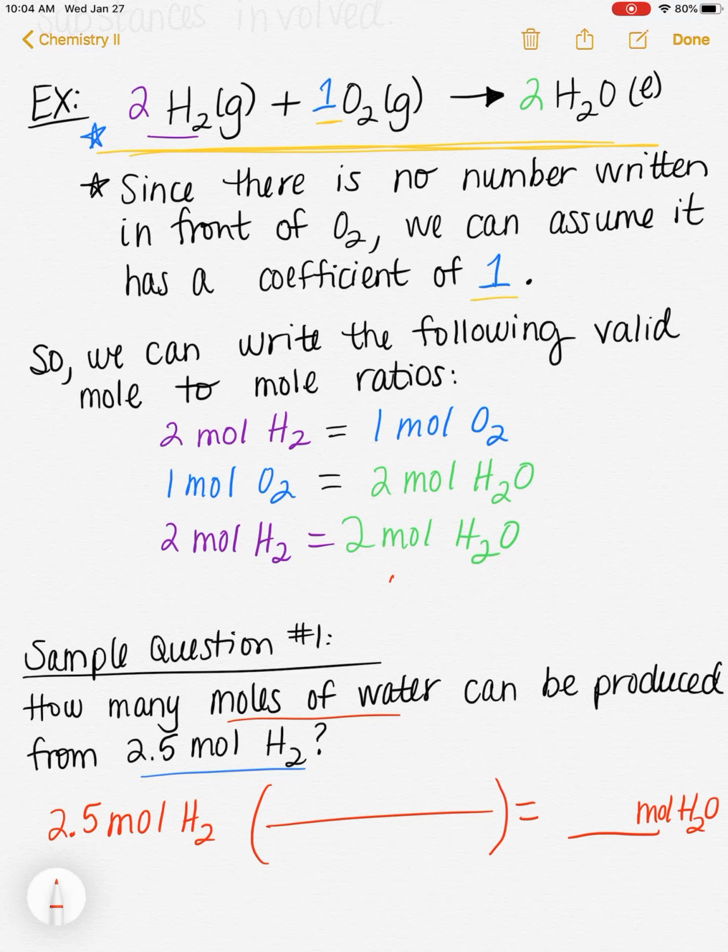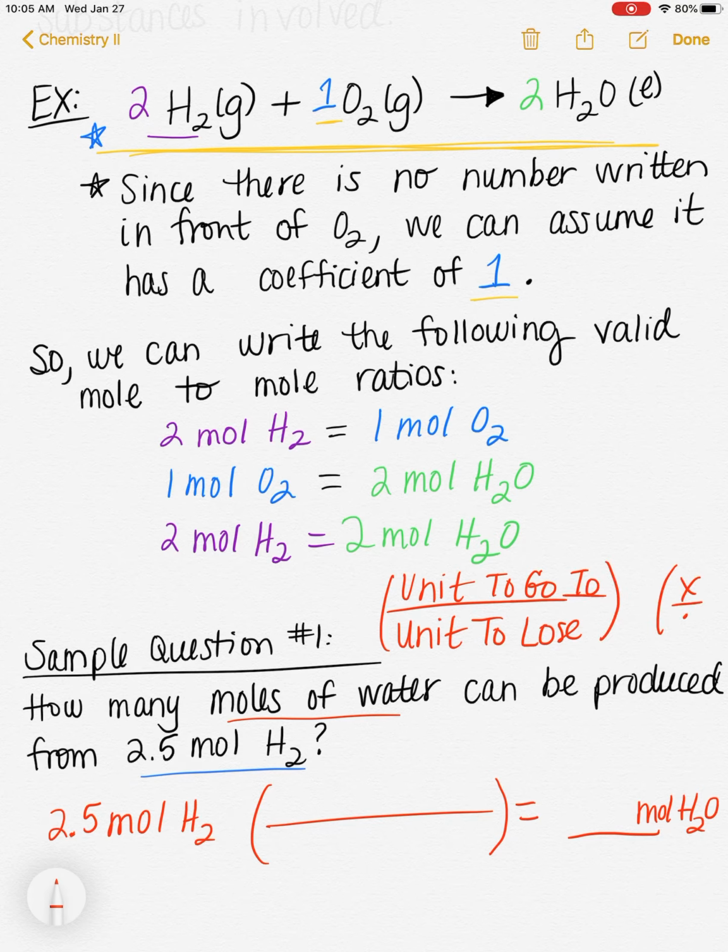And we are going to continue to use the convention that you put the unit that you would like to lose in the bottom of the factor and the unit that you want to go to in the top of the factor. Mathematically, remember, you're going to multiply by the top number and divide by the bottom number. So in this case, I'm starting out in moles of H2, and I don't want that unit anymore. So I'm going to put that in the bottom. I want to lose it. I want to go to moles of H2O, so I'm going to put that on top of my factor.